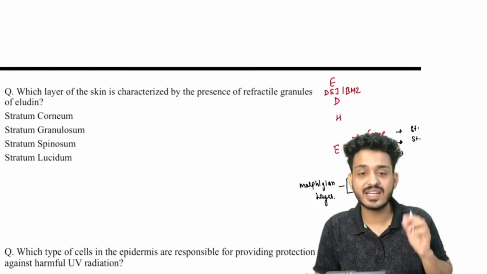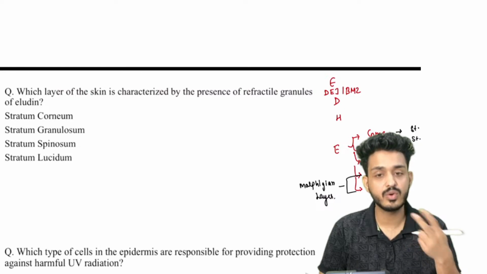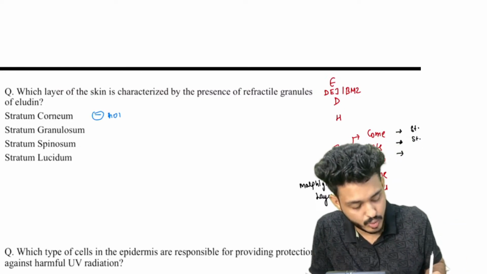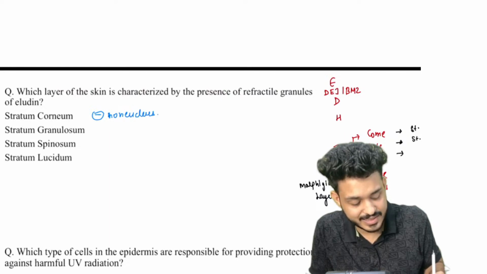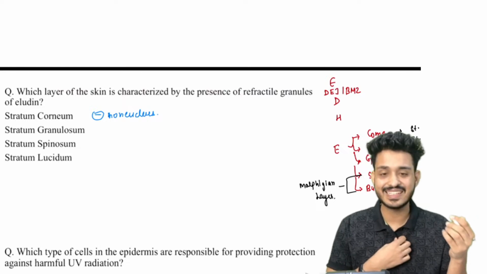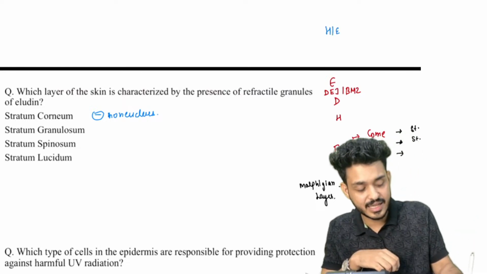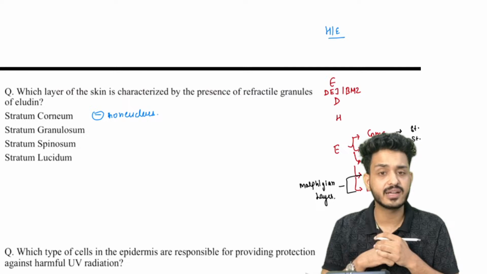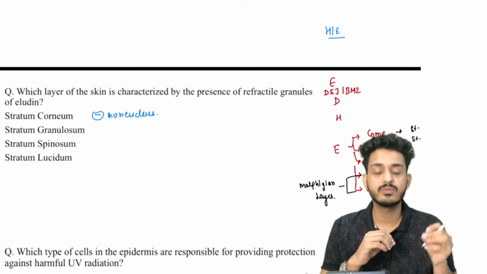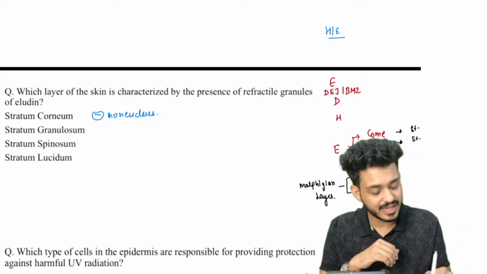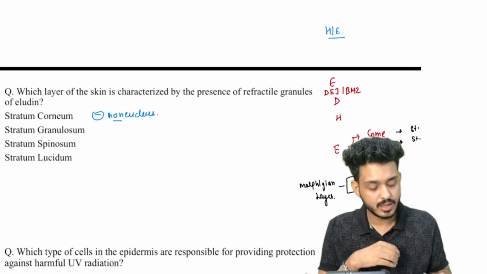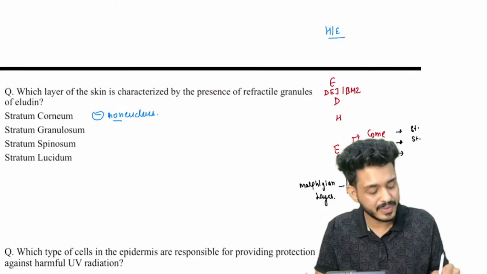What are the things that you have to remember? Two important things. First, it will have no nucleus. Remember, guys, the nucleus gives which color whenever you do H&E staining? In histology, the staining we use is H&E staining, hematoxylin and eosin. The nucleus gives blue color. So if the complete structure is pink, as in stratum corneum, that means there is an absence of nucleus. So there will be no nucleus.